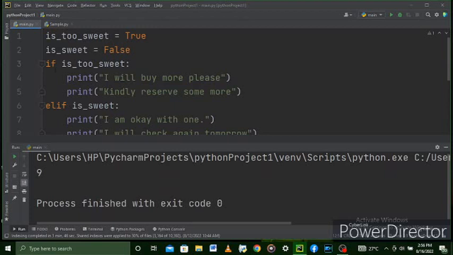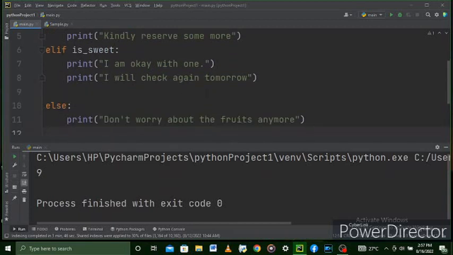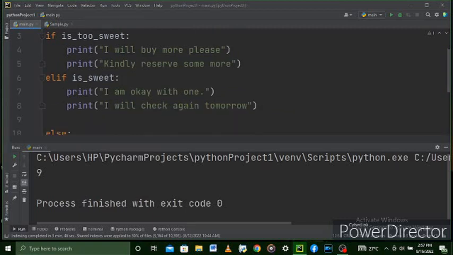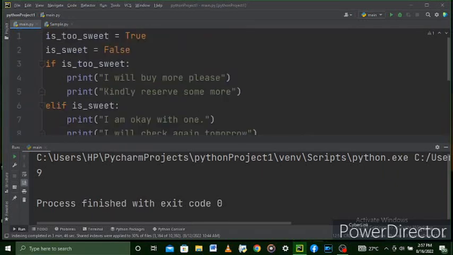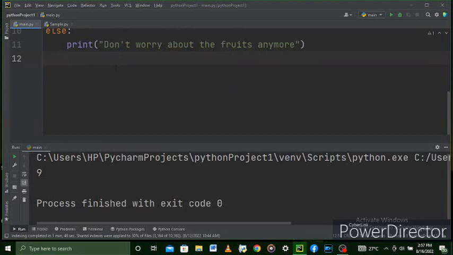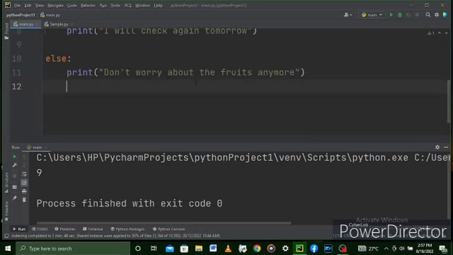Okay, so in this first instance, if is_too_sweet is true, we say I will buy more, please kindly reserve some more. Then if is_sweet, in this case is false, but if it is true, that means we are going to say I am okay with one, I will check again tomorrow. But if it is neither sweet nor too sweet, which means it is sour probably, we'll just say don't worry about the fruit anymore.